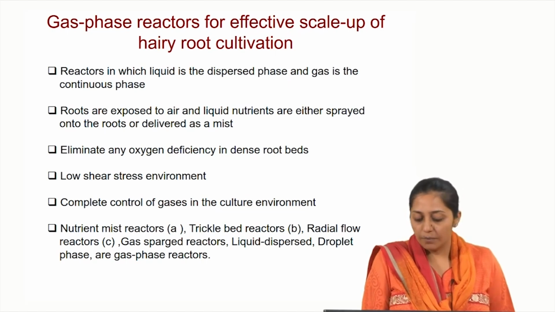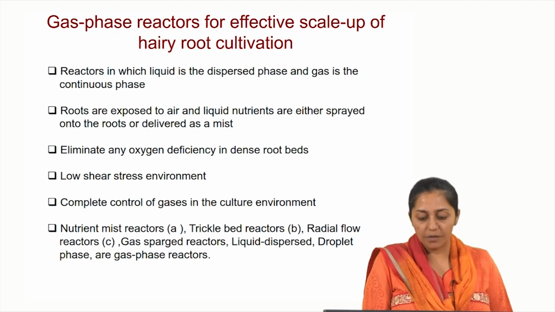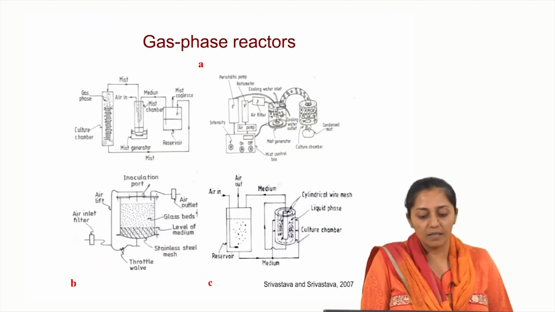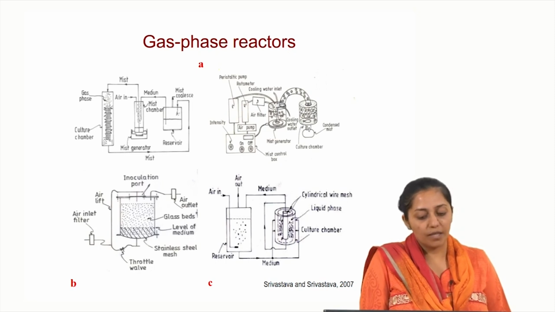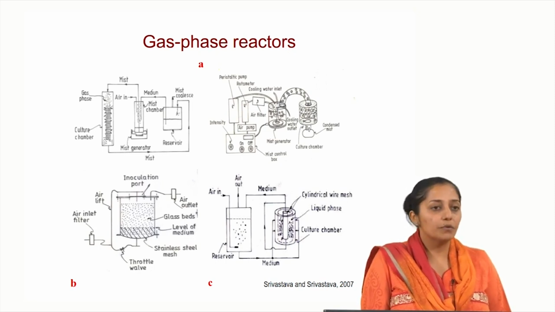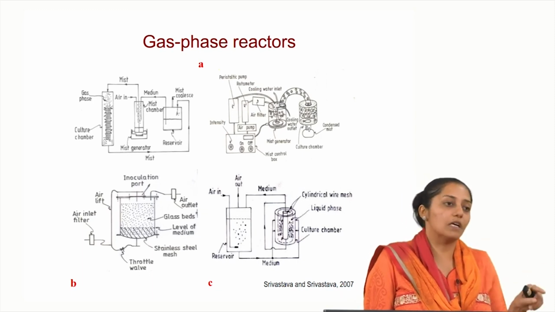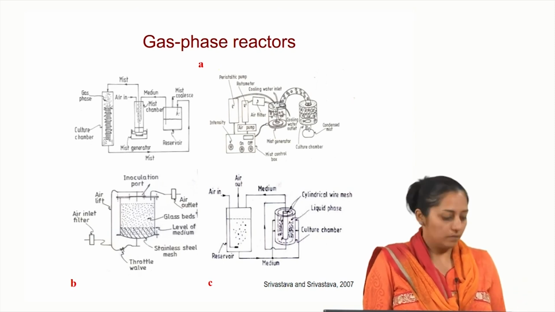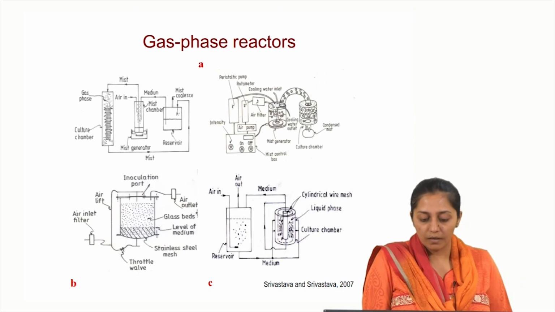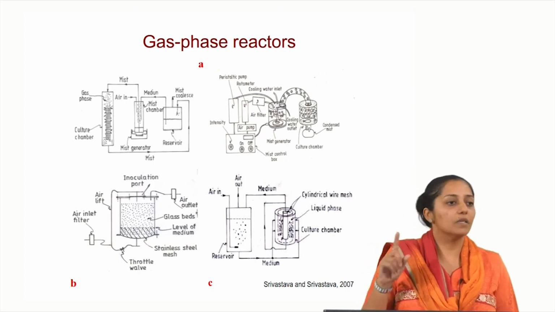Then nutrient mist reactors, then trickle bed reactors, radial flow reactors, gas phase reactors. So we can see some of the designs. This is what we also tried. In the center this was a mist chamber in which you can even use ultrasonic transducers where the mist was created. It then goes to the culture chamber where you have inoculated your roots. Then whatever condensate is obtained can be recycled back to the reservoir.